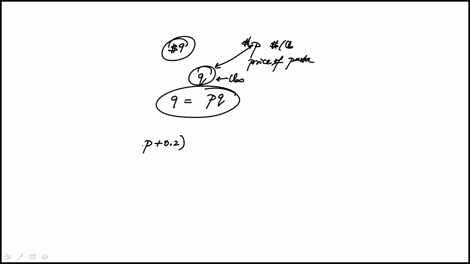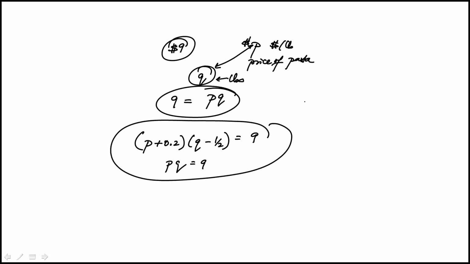And he ended up buying half a pound less, so Q minus half. And he still spent $9. So this is our system of equations. Now, if you were to solve, we're looking for how much Bob spent per pound for the salad, so we're looking for this new price.